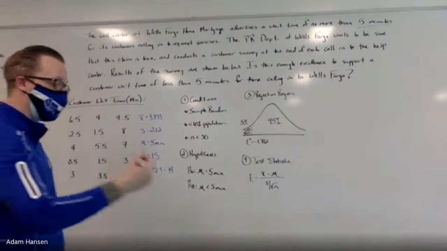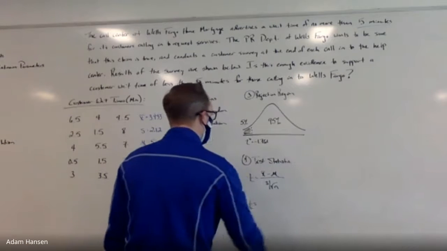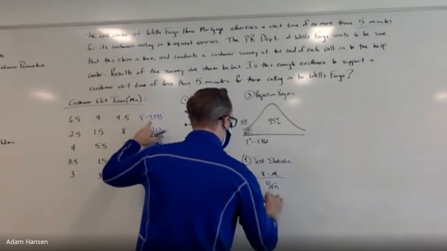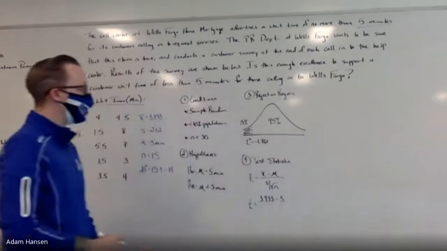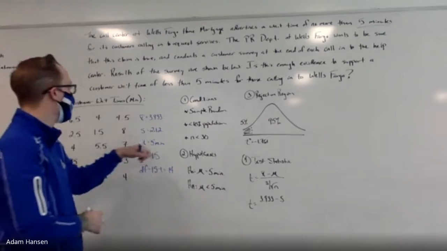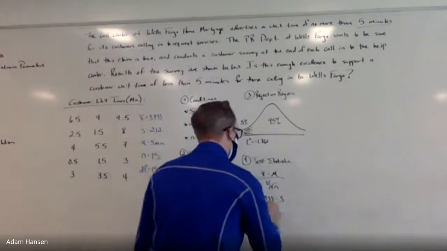Plug everything into the formula here. T equals our sample mean of 3.933 minutes minus our hypothesized wait time of 5 minutes. Take that difference from what we'd expect of a wait time making a call into the help center. Take that difference between the two wait times and divide by the sample standard deviation, 2.12 over square root of 15.